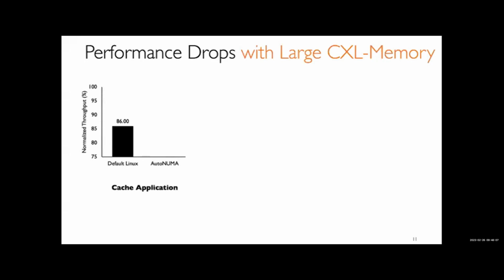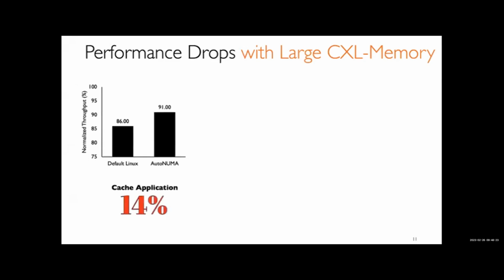Default Linux cannot automatically move pages between different NUMA nodes, and that's why when the CPU-attached memory gets filled, new pages get allocated to the CXL memory and get trapped there forever. And this causes a 14% performance drop for the cache application.